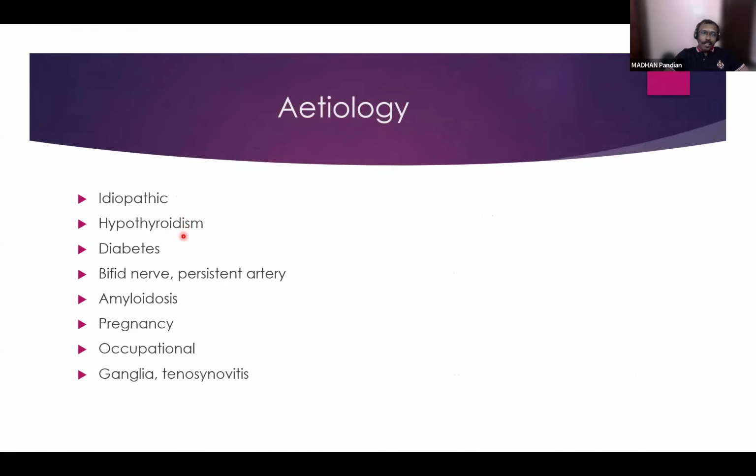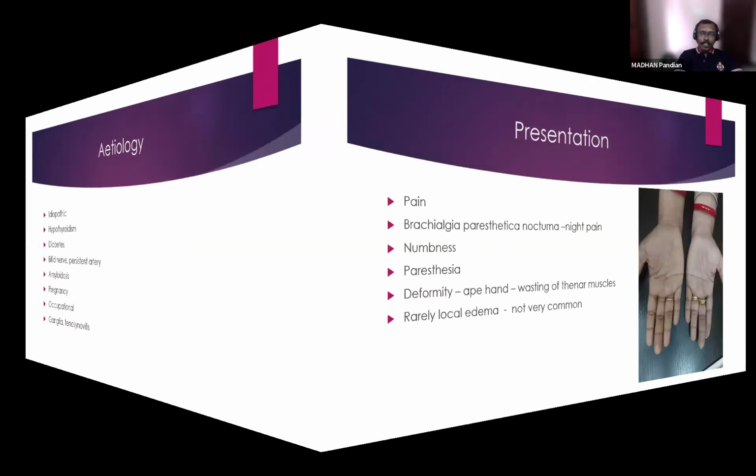Unless you treat this underlying cause, you are not going to end up doing a proper intervention, or the pain relief won't be adequate. So hypothyroidism, diabetes, a persistent median artery, bifid or trifid nerve, amyloidosis, pregnancy, occupational disorders like patients who actually are electricians, plumbers, do get a lot of patients with carpal tunnel syndrome. And obviously you have the intra-articular ganglia or tenosynovitis of the flexor tendons. All these are the etiologies.